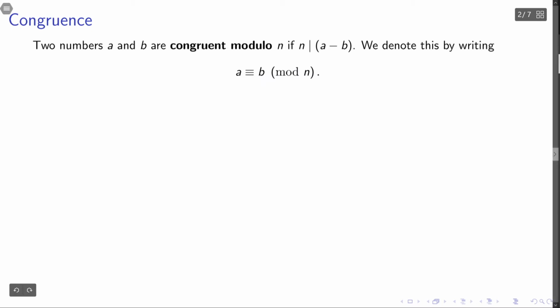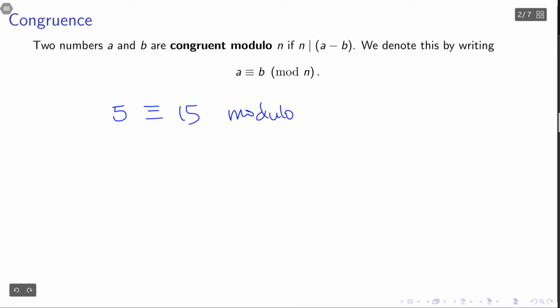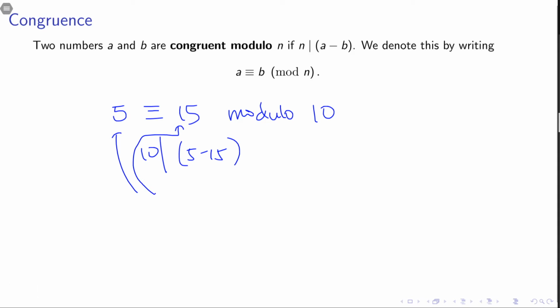And just to recap, we say two numbers a and b are congruent modulo n if n divides their difference. So we would write 5 is congruent to 15 modulo 10 because 10 divides the difference, 5 minus 15. Or you can also say that 5 and 15 are in the same congruence class because they leave the same remainder when we divide by 10.